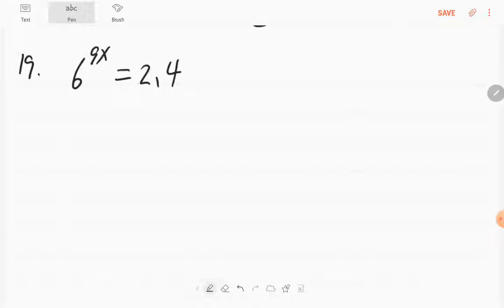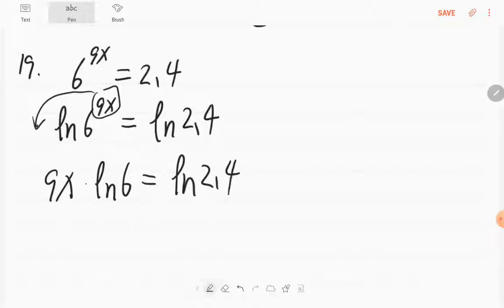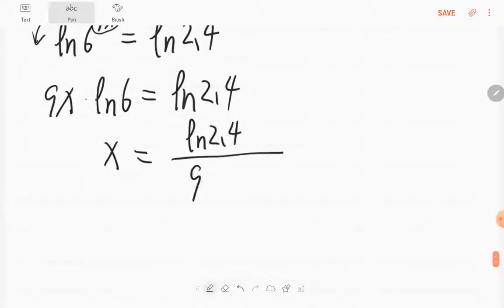Okay, so we want to use the natural log, and we'll take the natural log on both sides. The natural log of 6 to the 9x equals the natural log of 2.4. So we can bring this power out in front of the natural log, so it becomes 9x times natural log of 6 equals natural log of 2.4. So x equals what? Natural log 2.4 over 9 times natural log of 6. Right. So this would be your answer.